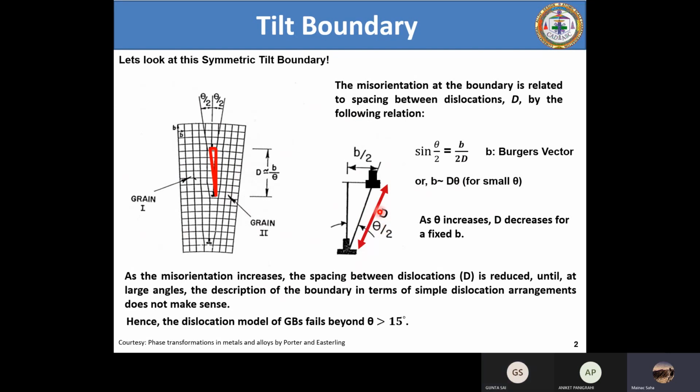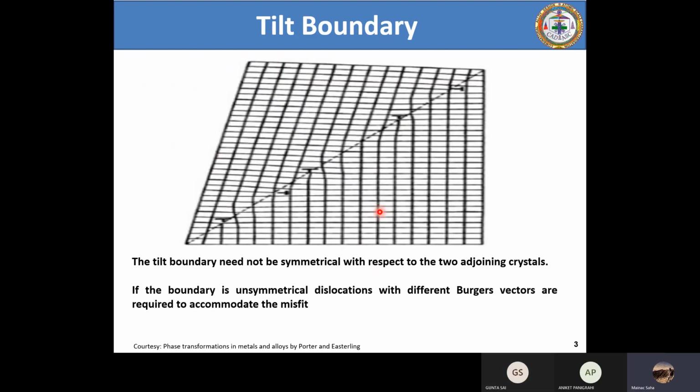Hence, the dislocation model of grain boundary fails for theta beyond 15 degrees. So now if you look at a tilt boundary, it may not be symmetrical also. I said in one of the cases that if it is theta by 2 here, it might be that one of the grains along the rotation axis... suppose if this is the rotation axis, then you are looking at the top of this grain boundary plane.